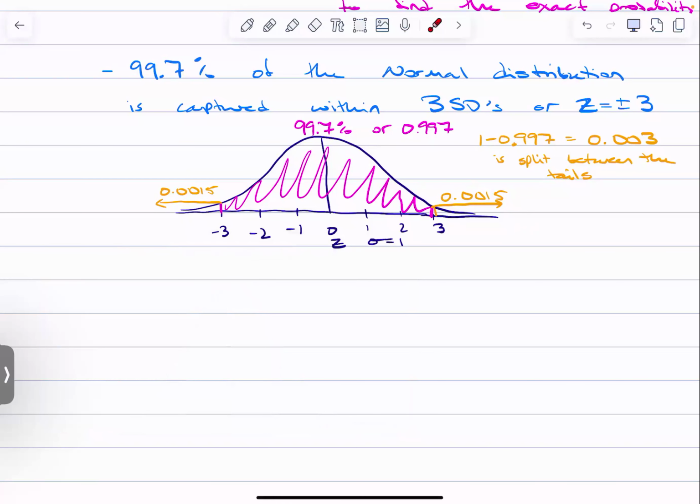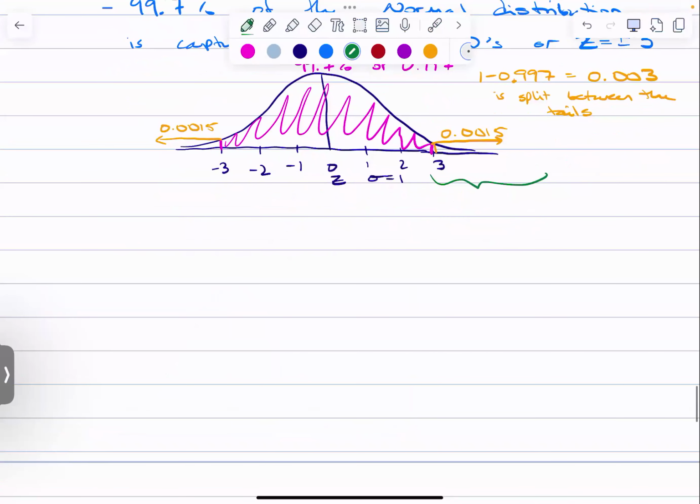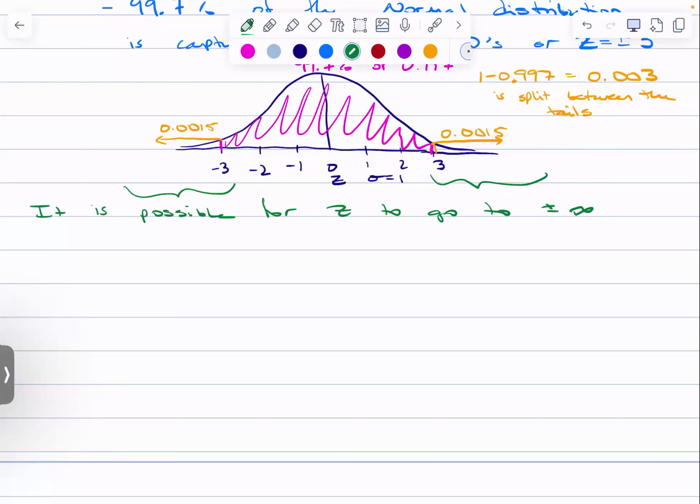Okay. I'll remove this sticker because I draw my own bad looking ones. So here, I'll do it for both past 3. It is possible for Z to go to plus minus infinity. Okay. But the probability is 0.0015 in either direction, right? And so it's very unlikely.